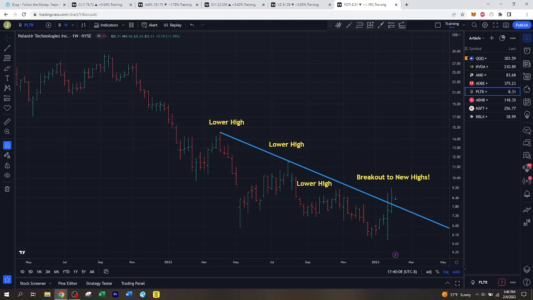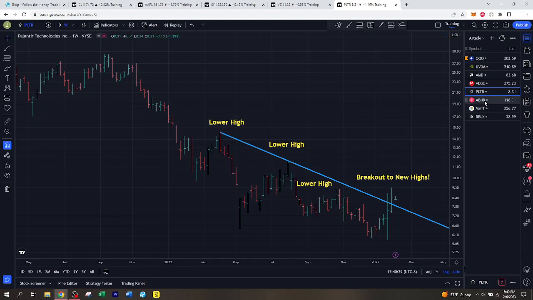So this is why it's imperative to notice these changes in market structure and exit stocks that are now in bearish downtrends. I'm going to repeat that. It's imperative to notice changes in market structure, and you need to exit stocks that are now in bearish downtrends. Please, please, please take note of that and start implementing that in your trading strategies.